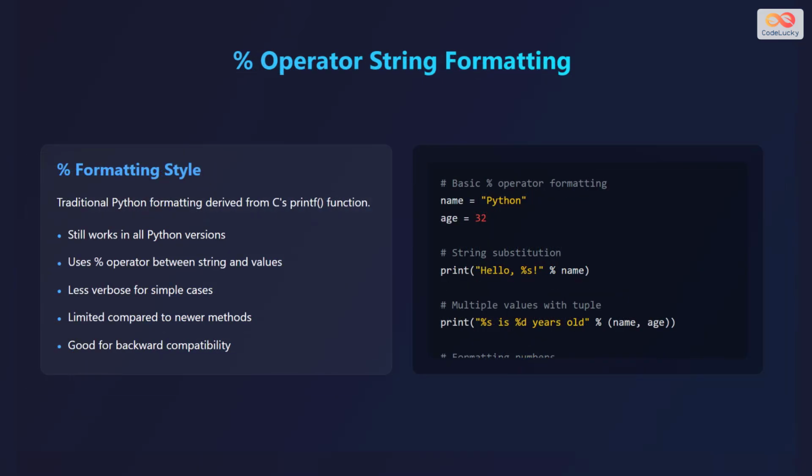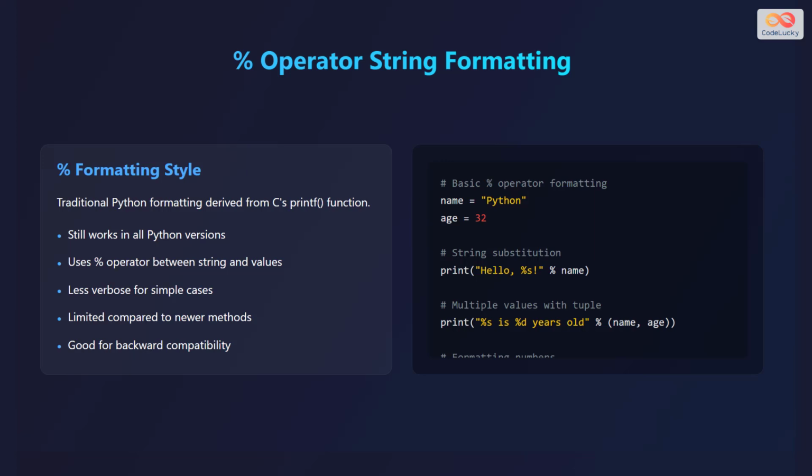Let's explore the percent operator for string formatting in Python. The percent formatting style is a traditional method derived from C's printf function. It is still functional in all Python versions and uses the percent operator between the string and the values. While it can be less verbose for simple cases, it is more limited compared to newer methods. This method is valuable primarily for backward compatibility.